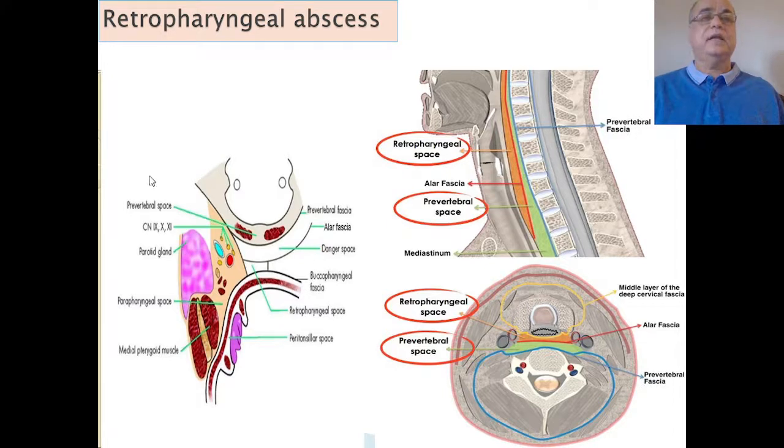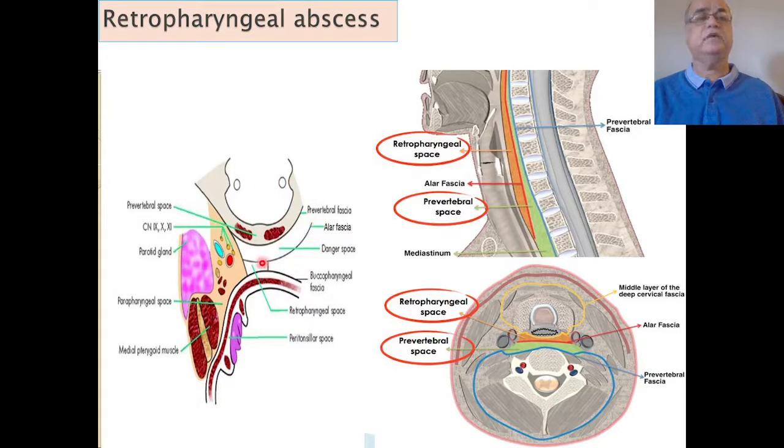So this is the diagram, cross section at the oropharyngeal level. To understand the anatomy of parapharyngeal, peritonsillar space and retropharyngeal and prevertebral space, this diagram is very important. When I was discussing the parapharyngeal space anatomy, I shared the same diagram.